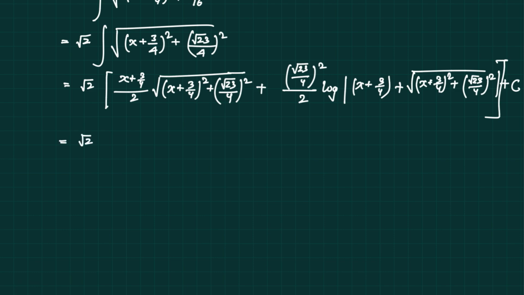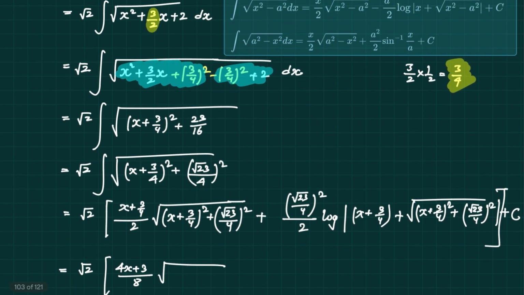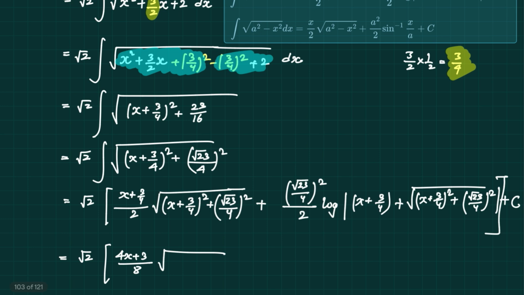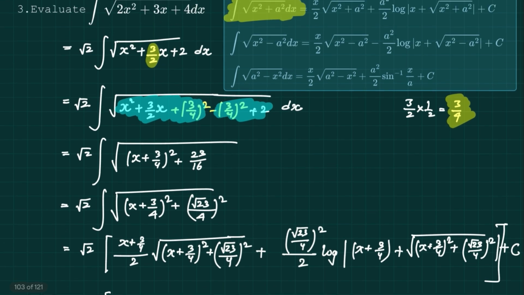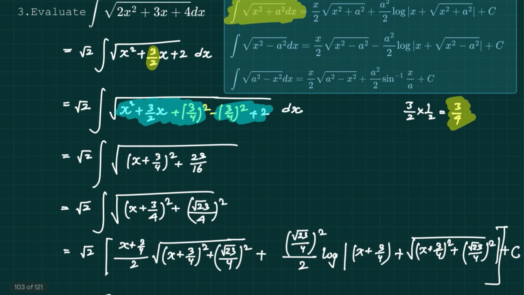Equals square root of 2 into, here if I simplify then this will be (4x plus 3) by 8 square root of, and if I simplify this expression under the square root we will get x square plus 3 by 2 x plus 2. We will not get the original function as in the question, because in the second step we had taken out square root of 2 as common. We will get back this expression, that is x square plus 3 by 2x plus 2.